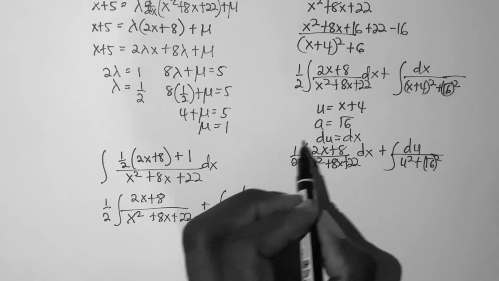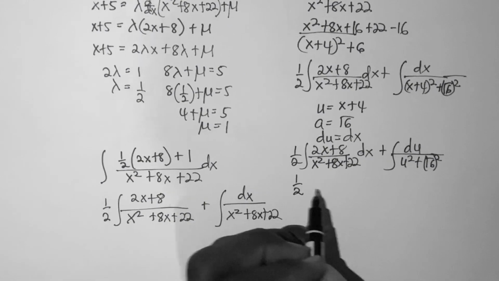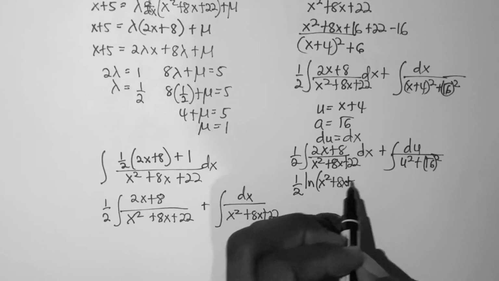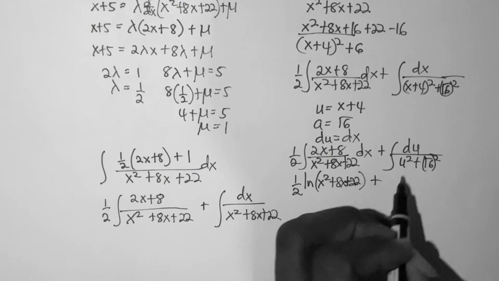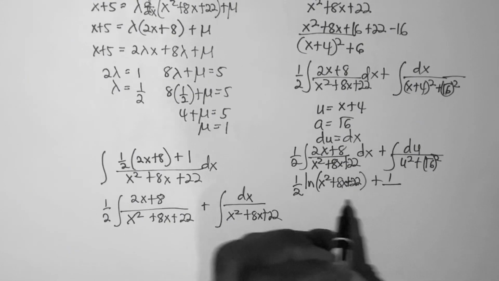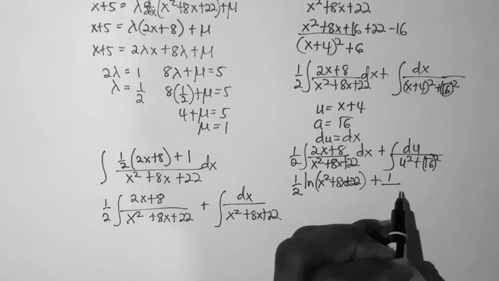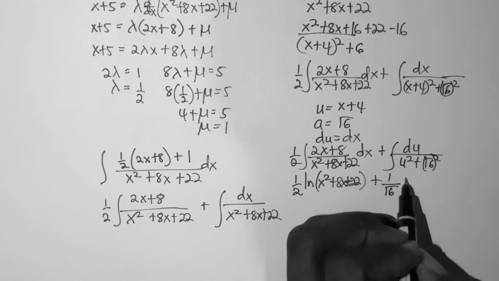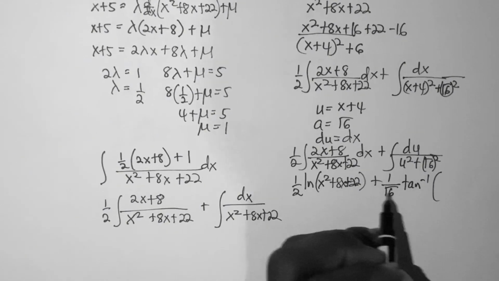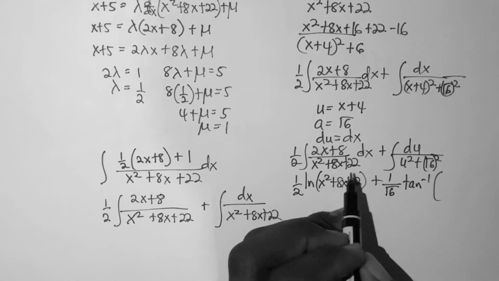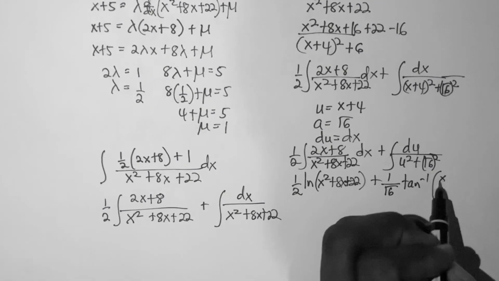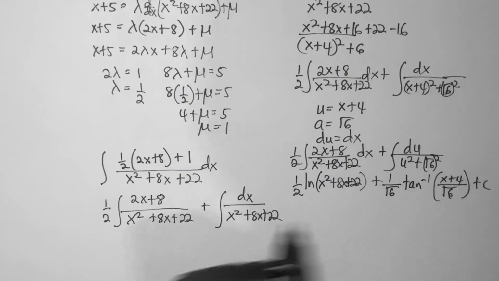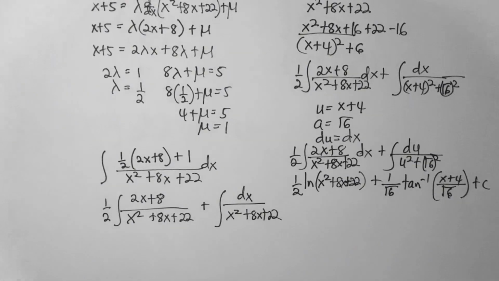So in this case, now we know the result for this. This is 1 over 2 natural log of (x squared plus 8x plus 22), and then plus, this one is 1 over a, so 1 over the square root of 6, and then tan inverse of u, and u we said was x plus 4. So (x plus 4) over a, which is the square root of 6, plus c. So this is the final answer.